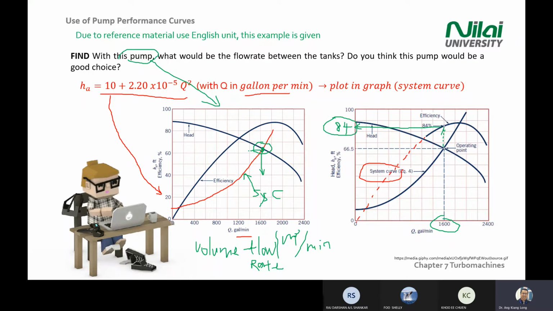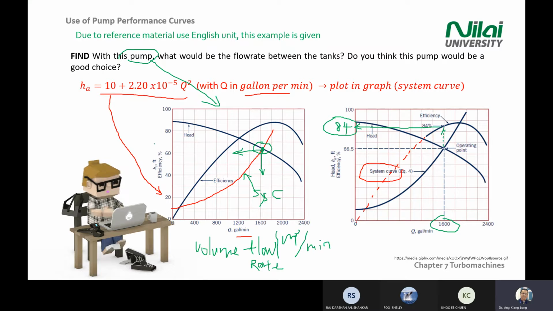Then after that, you project to the left. What you get? 60% efficiency? No. This point is hitting what line? Head line, right? So you're actually hitting the head. So you project to the left, you get 66.5.